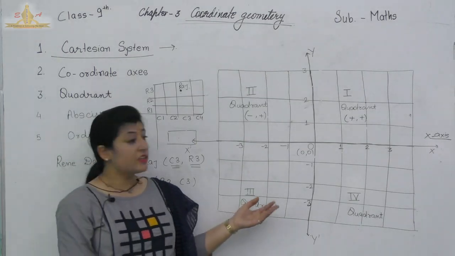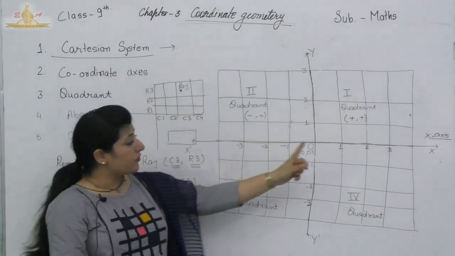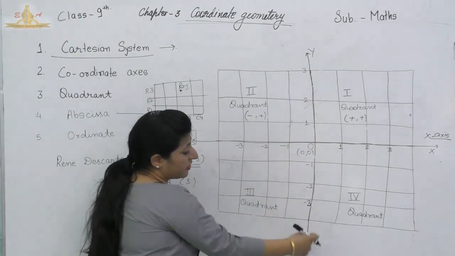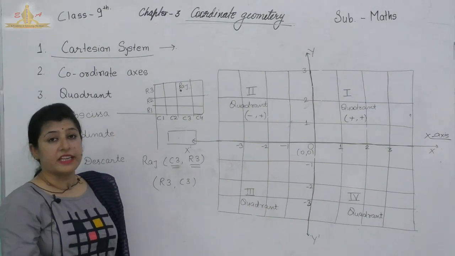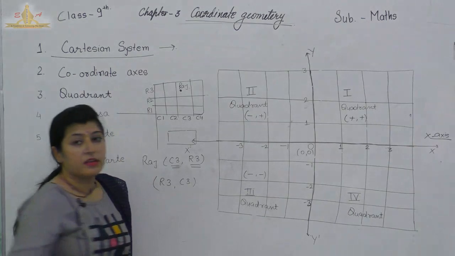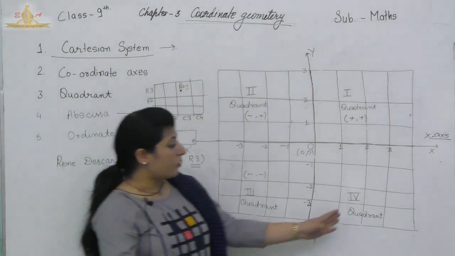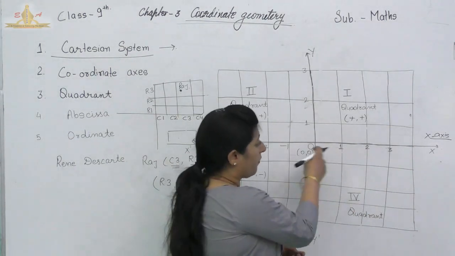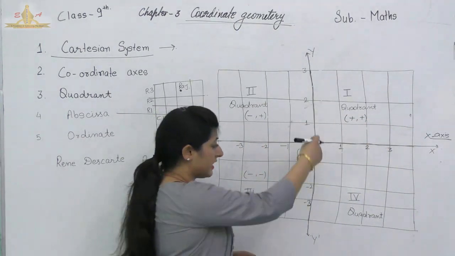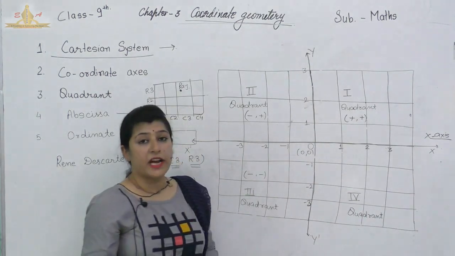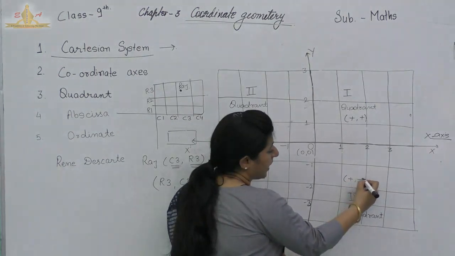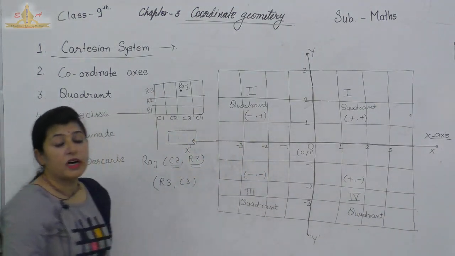Check the third quadrant. In the third quadrant, when we move on the x-axis, there is negative x, and when we move on the y-axis, this is also negative y. So the sign of the third quadrant is minus comma minus. Now move to the fourth quadrant. When you move on the x-axis, this is positive x, and this is negative y. So the sign convention of this quadrant is plus comma minus.